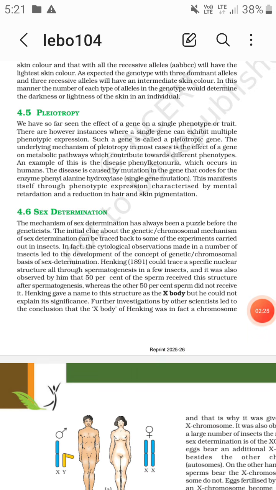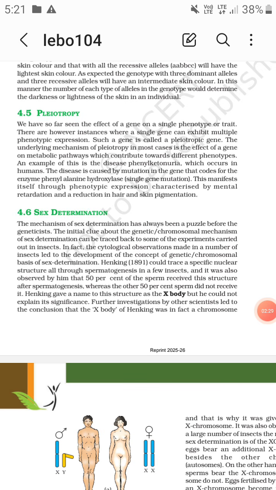pleiotropy, metabolic pathways are affected. The disease is caused by mutation in the gene that codes for the enzyme phenylalanine hydroxylase, a single gene mutation. This manifests itself through phenotypic expression characterized by mental retardation and a reduction in hair and skin pigmentation. So this was pleiotropy: a single gene can exhibit multiple phenotypic expressions.